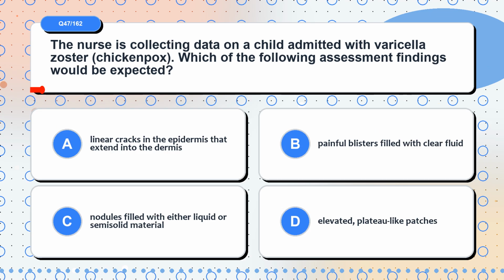Question 47. The nurse is collecting data on a child admitted with varicella-zoster chickenpox. Which of the following assessment findings would be expected? Here are the options. Option A, linear cracks in the epidermis that extend into the dermis. Option B, painful blisters filled with clear fluid. Option C, nodules filled with either liquid or semi-solid material. Option D, elevated plateau-like patches.